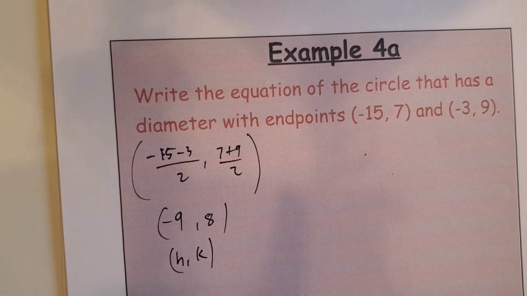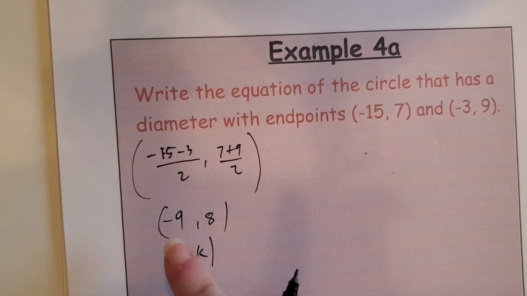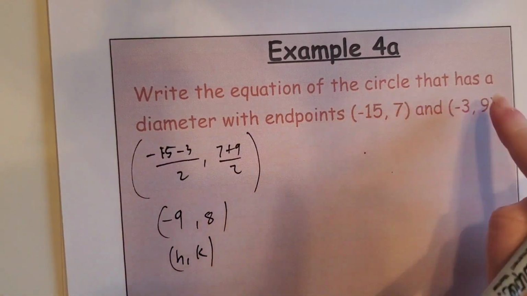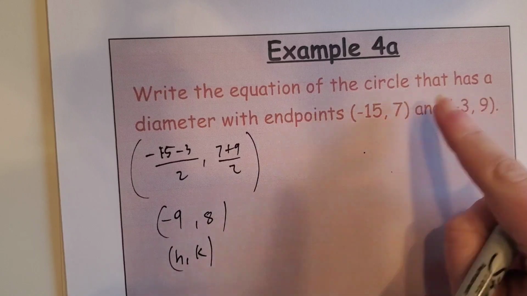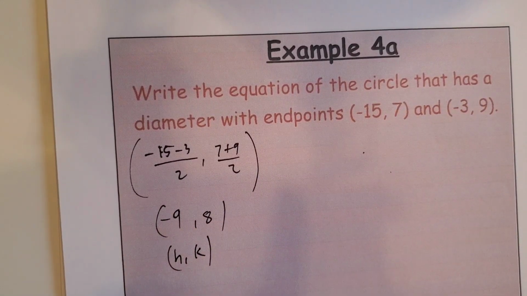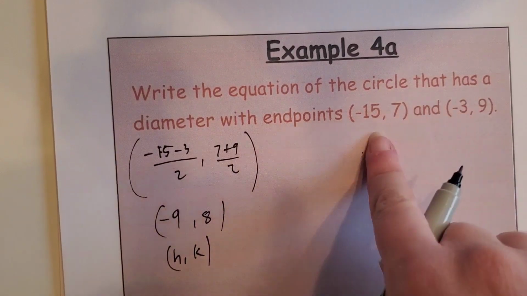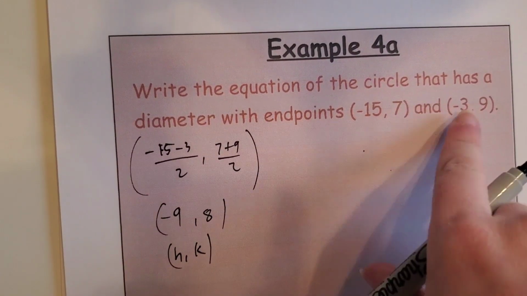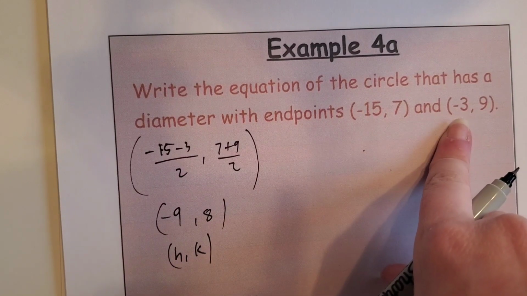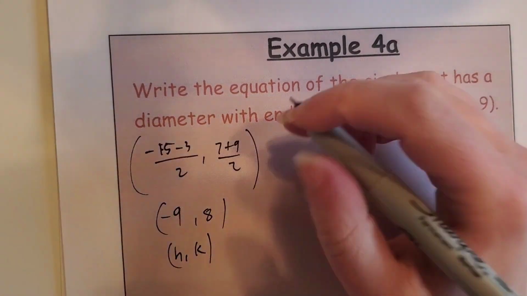And again, this distance from the center to either one of these two endpoints or points on the circle is going to be your radius. So we're going to use this and either one of these 2 points in the distance formula. I'm going to go with this one again because I think the numbers are a little bit easier to work with.